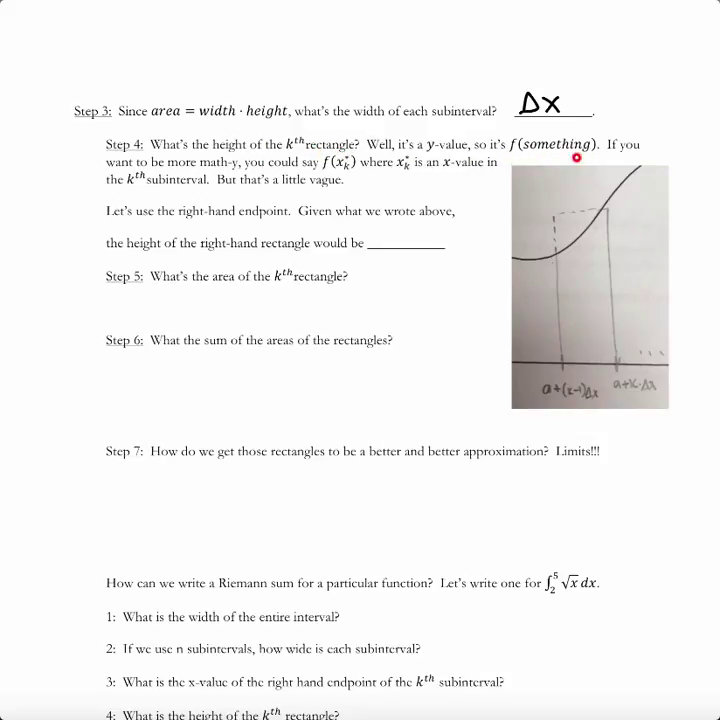So it's going to be f of something. If we're going to be a little more mathy, we could say it's f of x sub k star, which is an x value in the kth subinterval. So we're saying some x value in here, but that's a little vague. So let's go specific, and like I said, let's use a right-hand endpoint here.